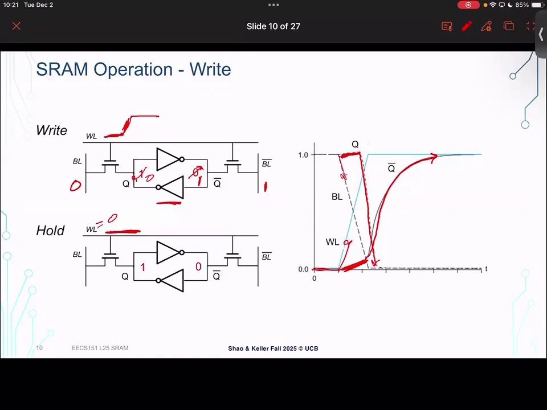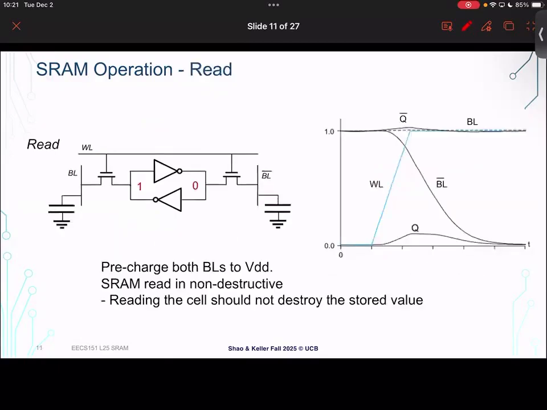Okay, so that's one of the things we need to do with this bit cell. The other one is a read. We haven't talked about that one yet. Let's look at that now. So for a read, we need to be careful about a different thing. With the write, we wanted to make sure that the value flips eventually. With the read, we need to make sure that the value doesn't flip accidentally. So let's think about how to read this cell.